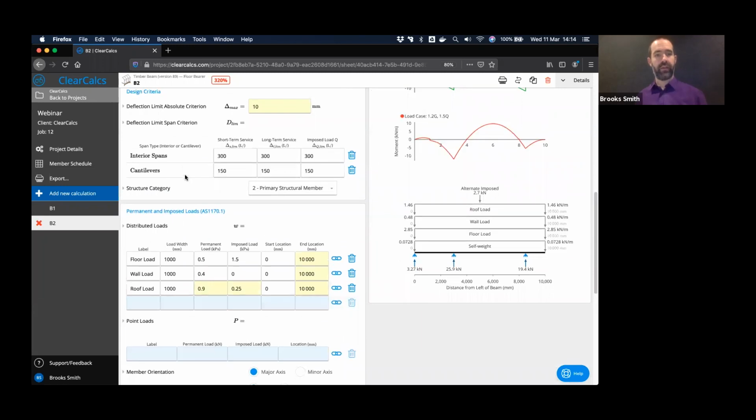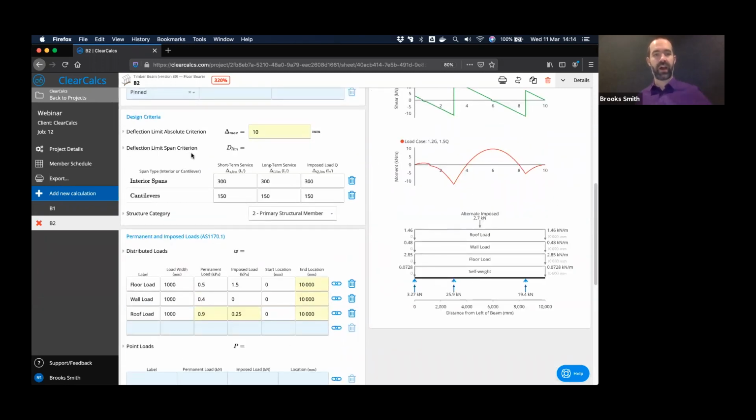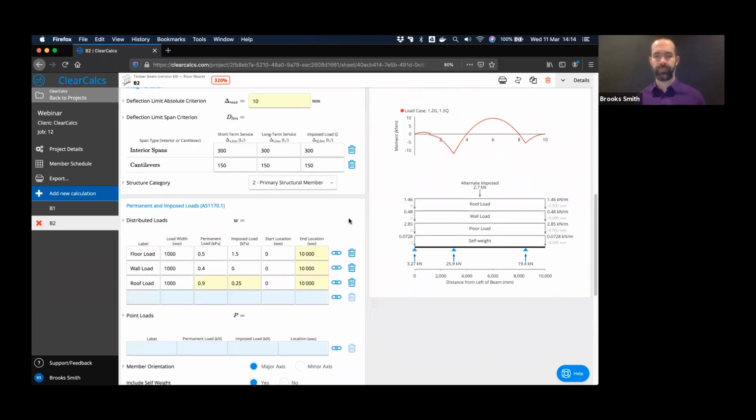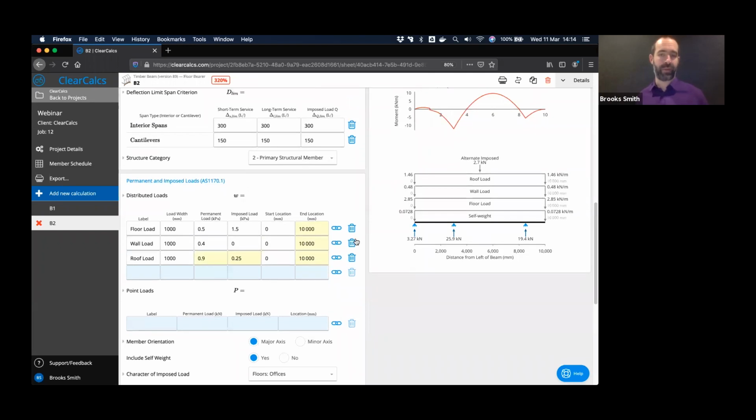Note that in our deflection limits here, we automatically had added an additional row for the cantilever deflection limits. So these are by default notably larger than for an interior span. So L over 150 for a cantilever as opposed to L over 300. But this can be changed for short-term, long-term, or imposed load deflection limits. Again, this was a primary structural member, so category 2.